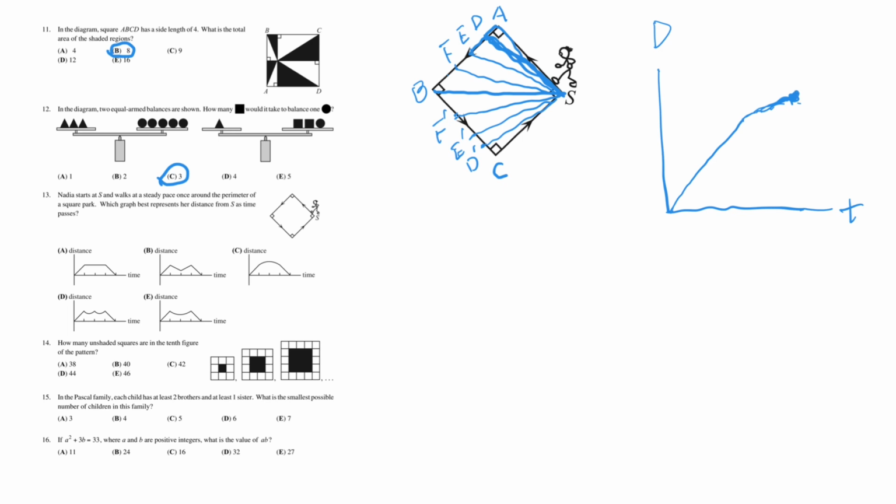So from point B to A, the other side is symmetric to the front part. So it's roughly like this, exactly symmetric. So the graph is very similar to graph C. The answer to number 13 is C.